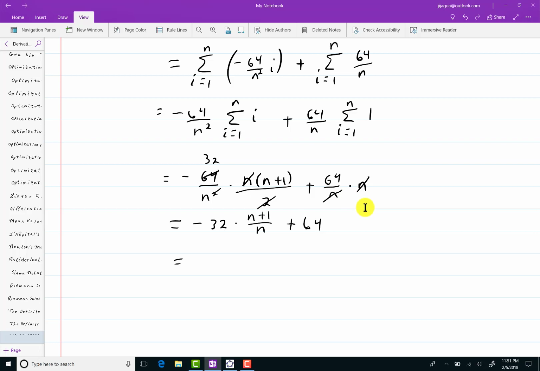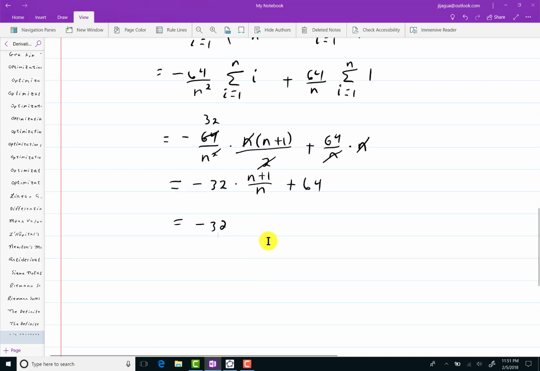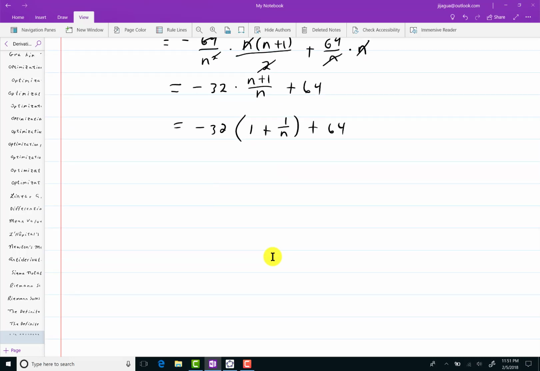That equals negative 32. Now watch what I do with this part right here. I'm going to break it into two fractions. One fraction will be n over n, and the other one will be 1 over n. And you'll get this, 1 plus 1 over n plus 64.